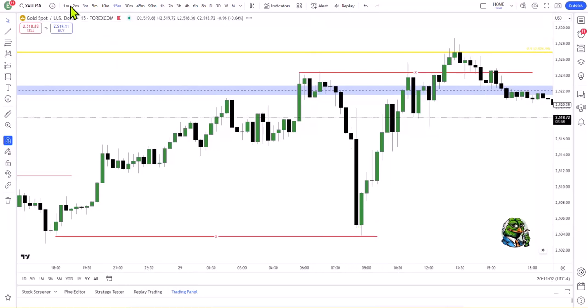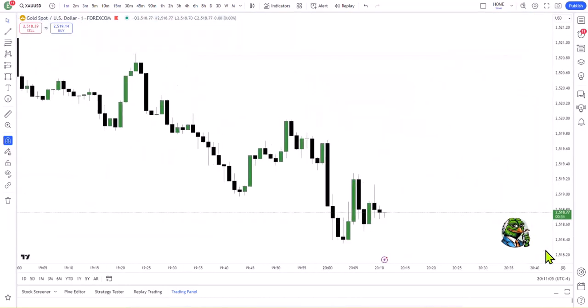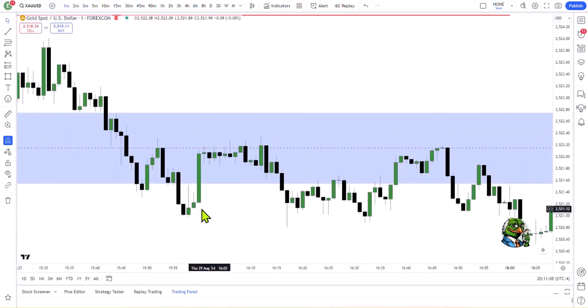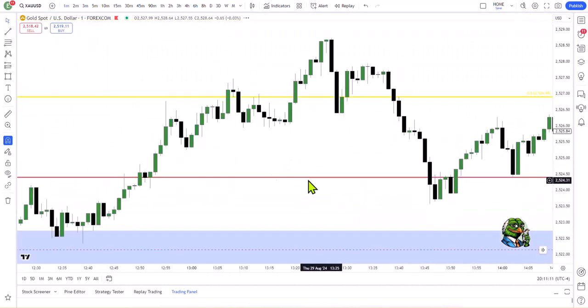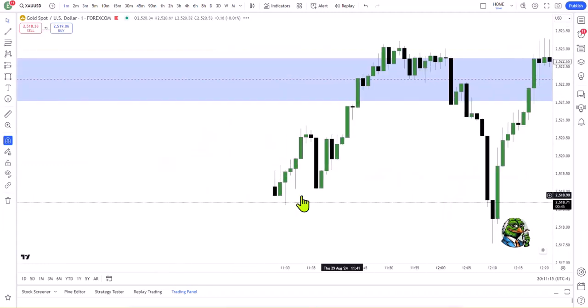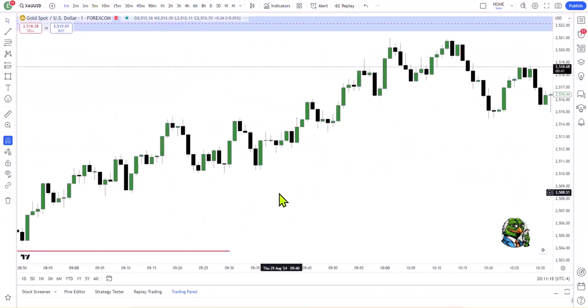So I'm going to jump down to a 1-minute chart. I'm going to show you what the entry is on a 1-minute chart, and then I'll also show you the entry setup on a 5-minute chart, which is a little bit easier to identify. So on a 1-minute chart, let me just go down to that level.